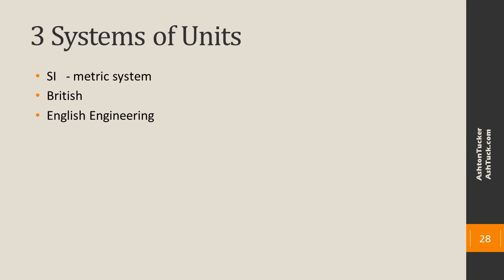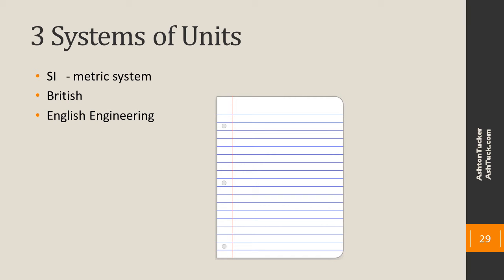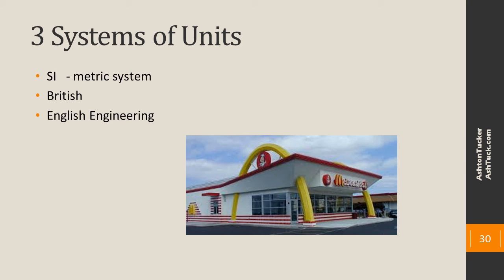For example, what size is a sheet of paper? Why, it's 8.5 by 11. When we pull up and order a quarter pounder at McDonald's, should we order the 0.453 kilo burger instead? It's everywhere. So living in America, you're going to need to know how to convert. That's where the dimensional analysis comes in, as we'll see in future TuckTechs.